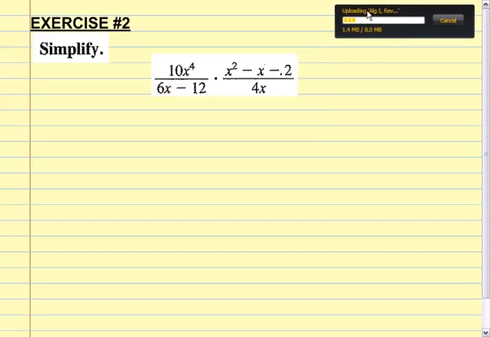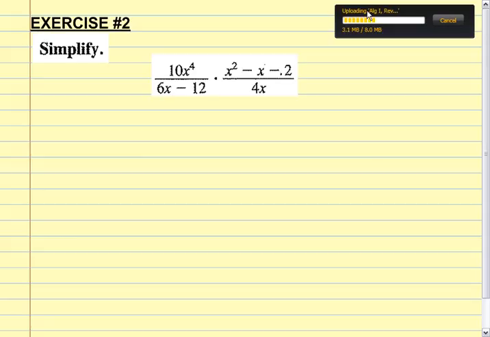Okay, folks, exercise number 2, it says simplify. Now this one, I'm multiplying fractions. But before I multiply fractions, I want to factor and cancel to make this thing as simple as possible.